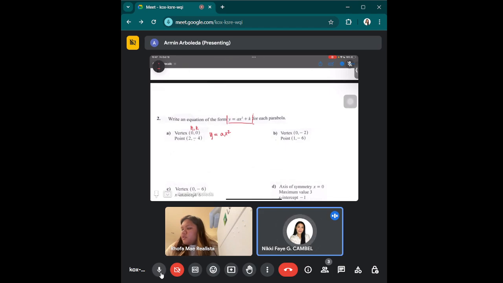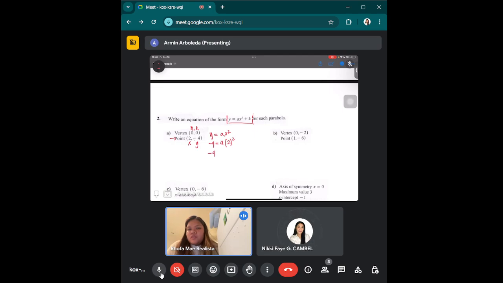So to find the equation for the parabola, we also have to find the value of a. How are we going to do that? We have to substitute the given point here. This is your x, this is your y. What's our y? It's negative 4. Negative 4 equals a times, what's our x? 2, so 2 squared.